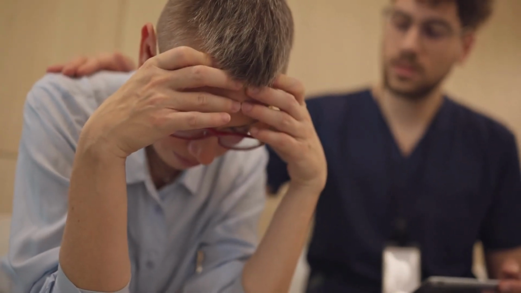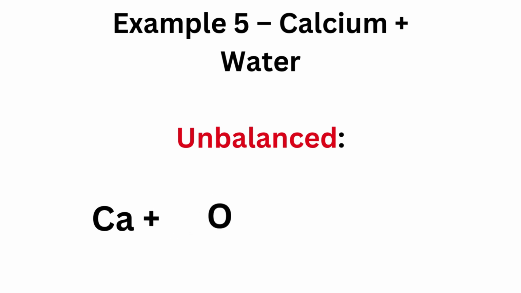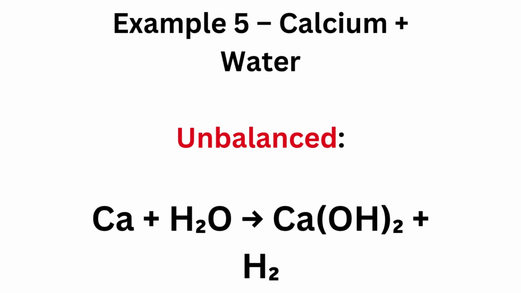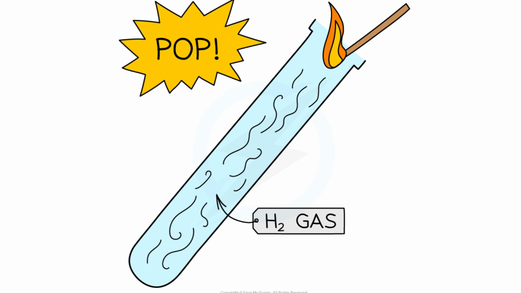For our fifth equation, we will balance the equation for the reaction between calcium and water. Metals react with water to form metal hydroxides and hydrogen gas. If you could let me digress a little, did you know that a lit splint is used to detect hydrogen gas in chemical reactions? In the presence of hydrogen, a lit splint ignites and burns quickly, making a popping sound. Now let's go back to our equation.